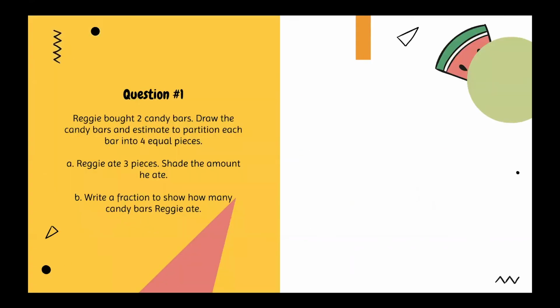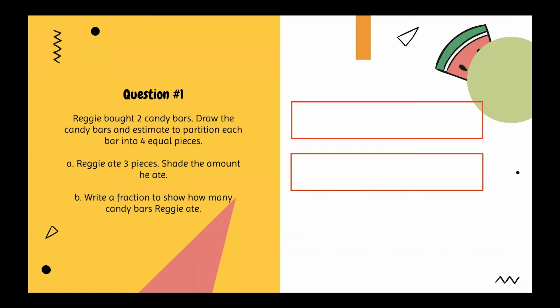So here's question 1. Reggie bought 2 candy bars. Draw the candy bars and estimate to partition each bar into 4 equal pieces. So I'm going to first do a rectangle. And then it says the first thing for us is to partition each bar into 4 equal pieces. So let me draw another candy bar. So here we have 2 candy bars, and it needs 4 equal pieces. So I'm going to cut it in half. So now I have 2 pieces in each, but again, we need 4 pieces in each.